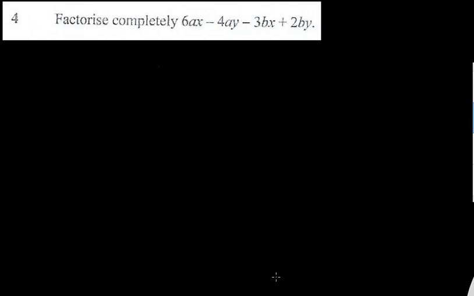Question 4 says, factorize completely 6ax minus 4ay minus 3bx plus 2by. Factorize completely 6ax minus 4ay minus 3bx plus 2by. So what we have there is 6ax minus 4ay minus 3bx plus 2by. So how do we do it? So let us factorize these parts.